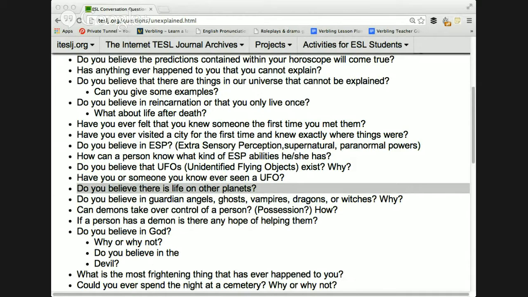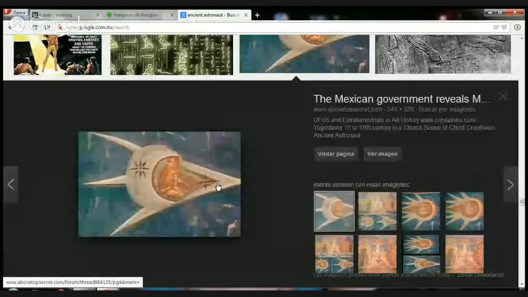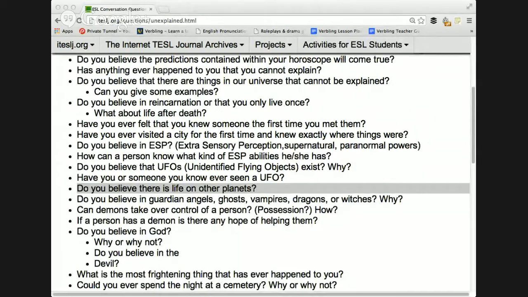Okay. In my case, I am skeptical. I believe that there is life on other planets, but I don't believe that the ancient cultures had some relationships with aliens. We don't know. I guess that when there is no real truth, it's easy to create stories. But yeah, I think nobody has the truth about this, and it could be possible or not. But in my case, no, I don't believe.